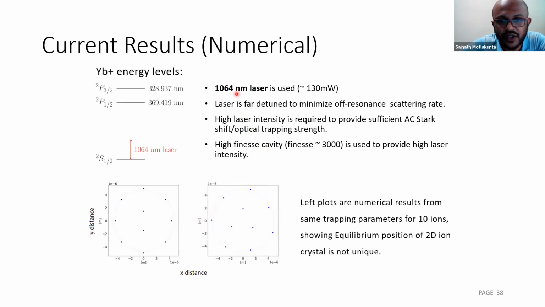The plan is to use around 130 milliwatts of 1064 nanometer light, which minimizes off-resonance scattering. The plots here show equilibrium positions of one such configuration with tens of ions. We are currently working on estimating the fidelities in such trapping conditions, and we'll see if this trap can be used in a large-scale trapped-ion quantum simulator. Currently we are just numerically estimating the trap parameters.